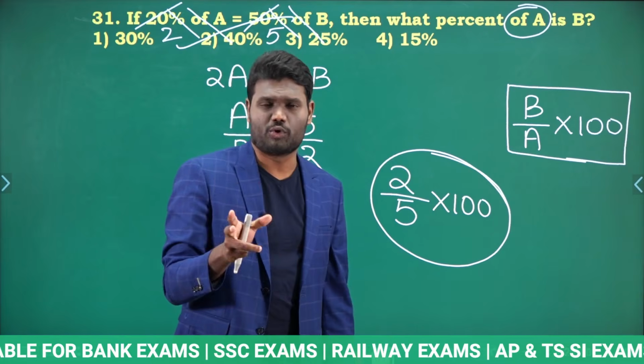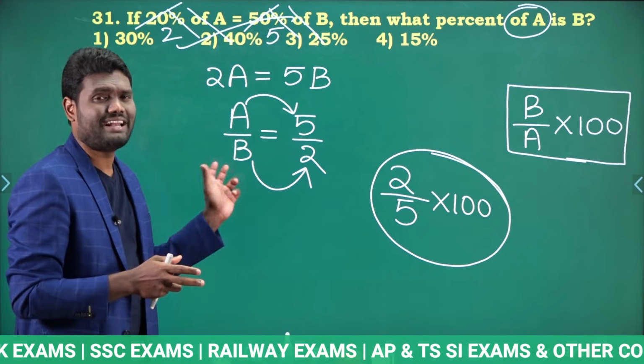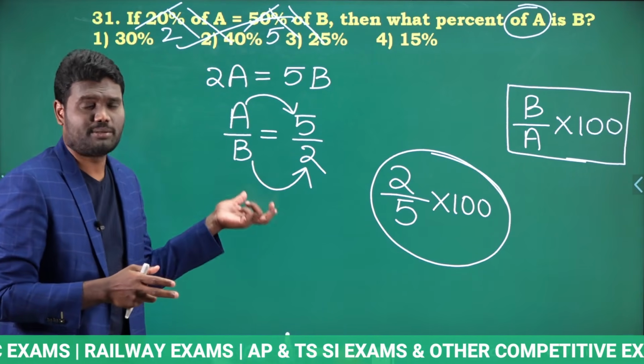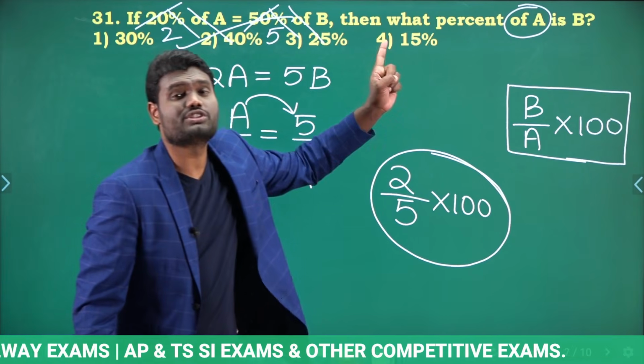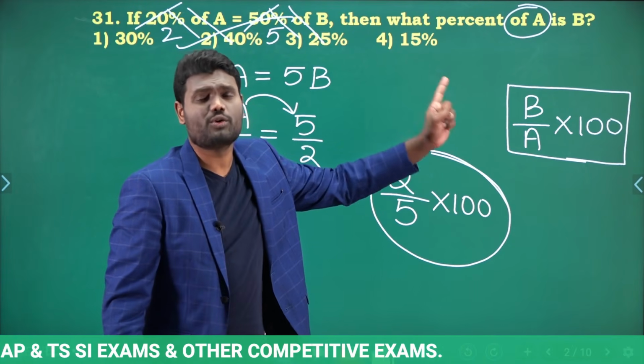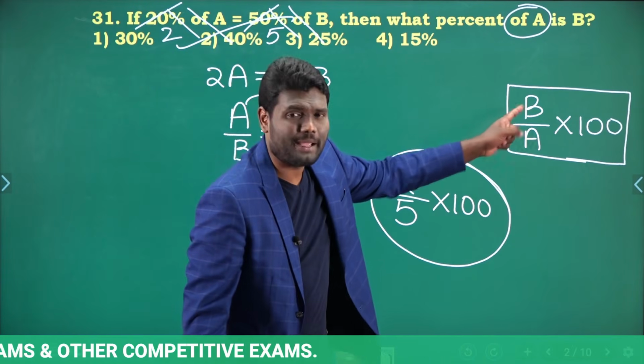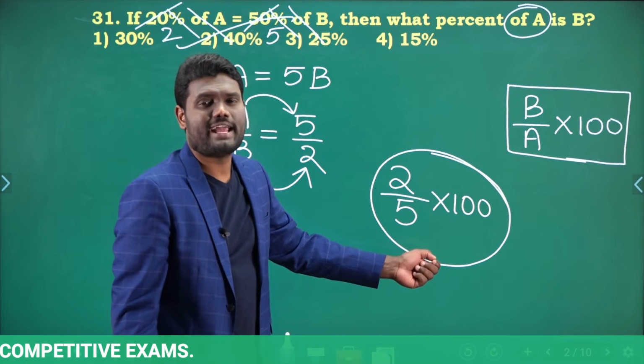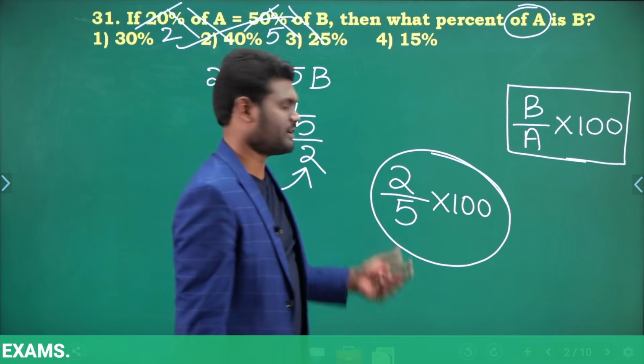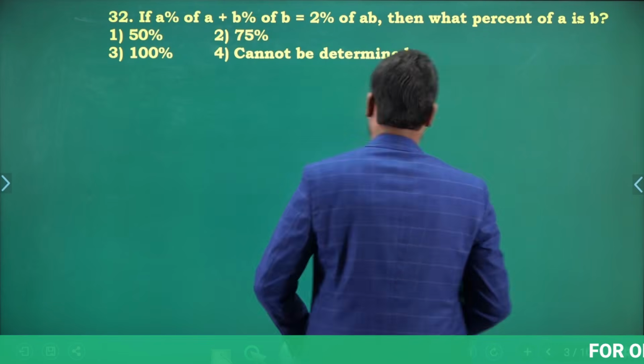Very, very simple question. You just need to know the relation between A and B. Once you know the relation between A and B, and you read the question clearly, you need to find B by A into 100. So B by A into 100 is nothing but 40%. Let us look at the next one.